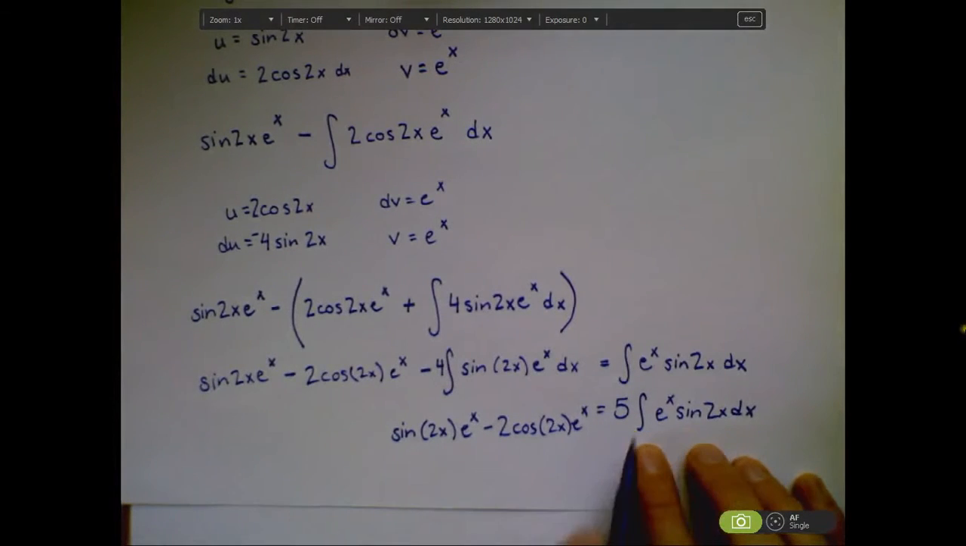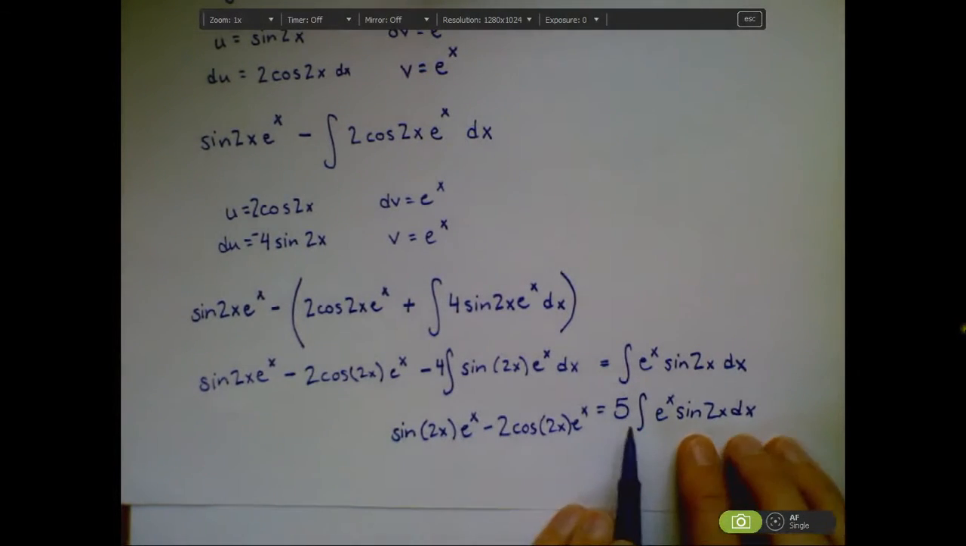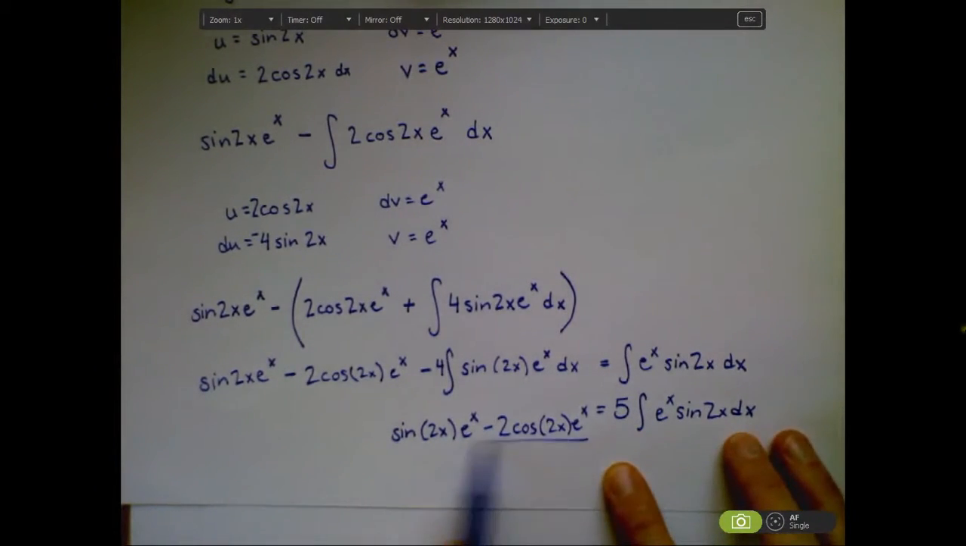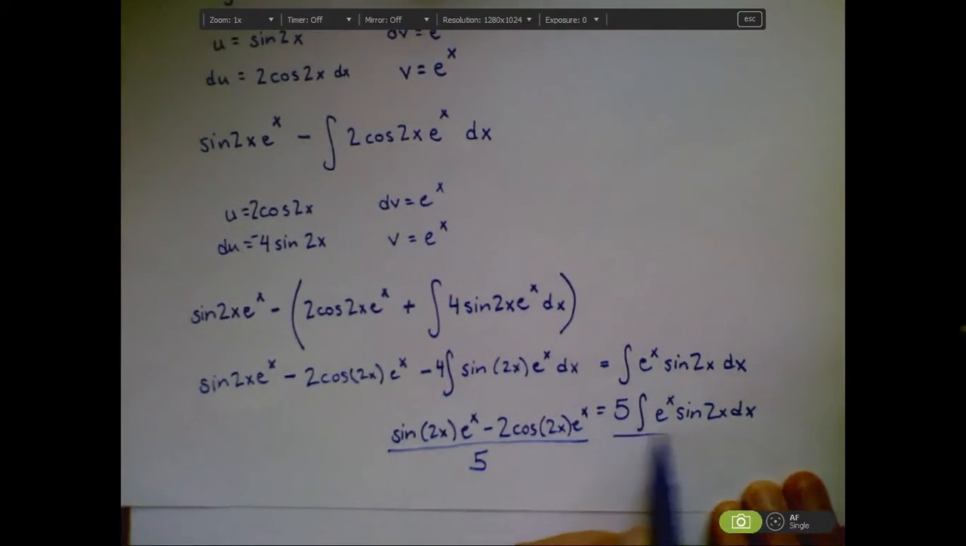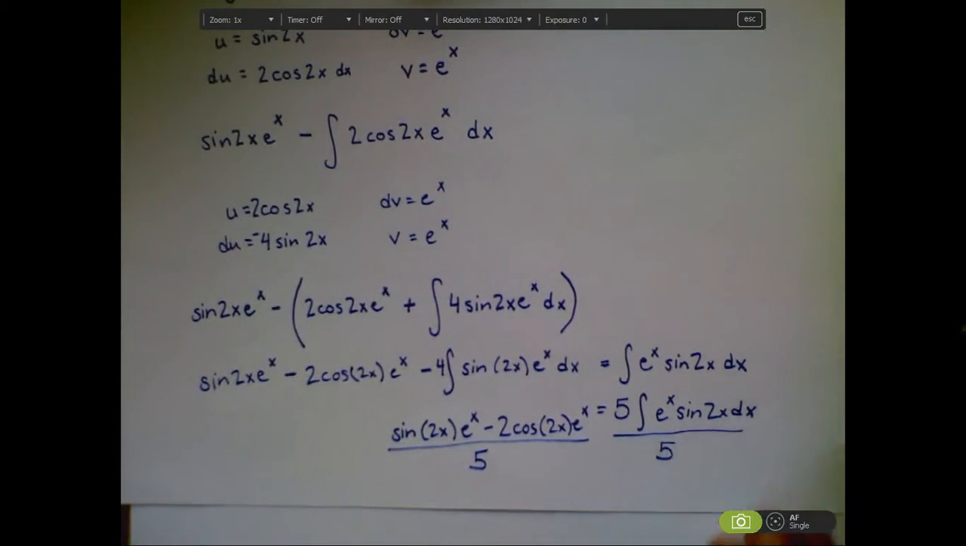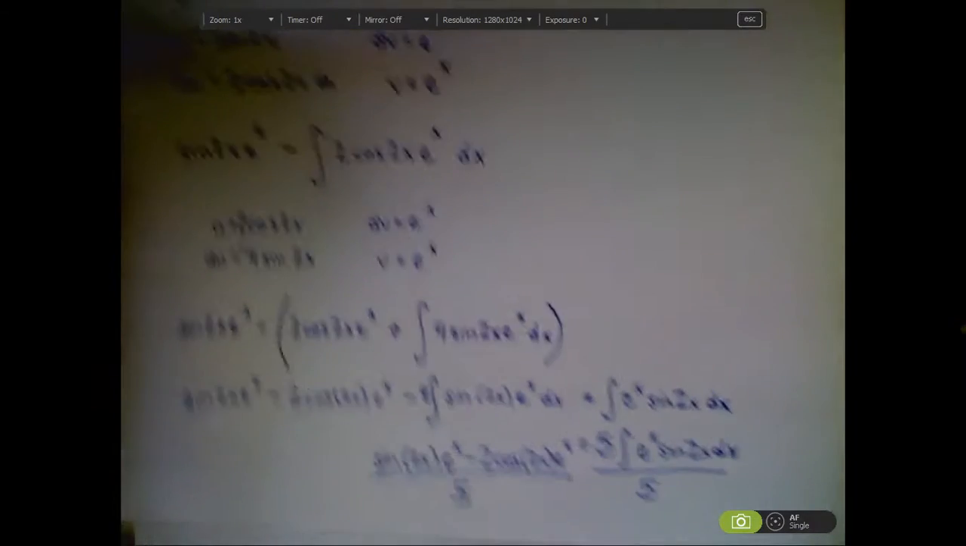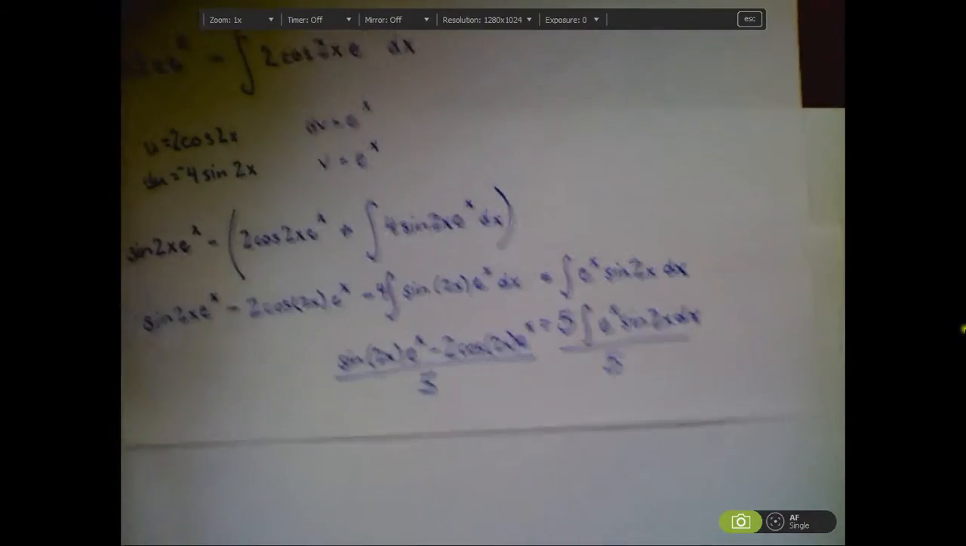But then we're done, because now I divide both sides by 5, and that tells me what my integral is equal to. So I'm going to divide this by 5, and divide this by 5, and I end up with my final answer. So this was a messy by parts. I had to do by parts twice.